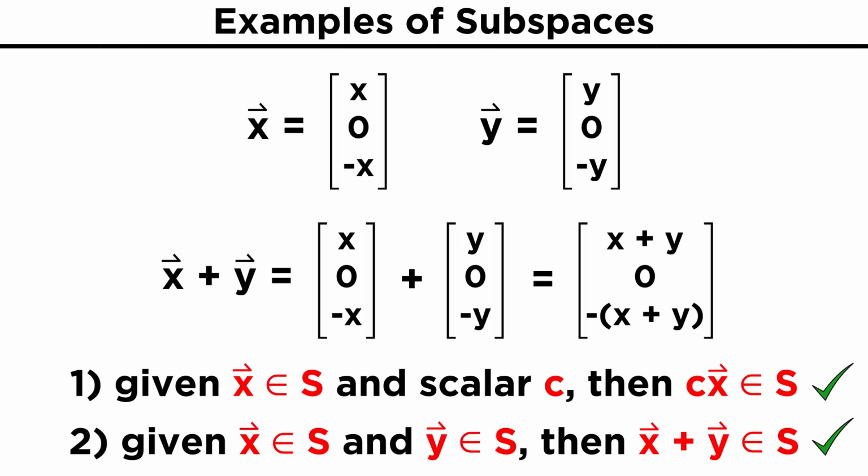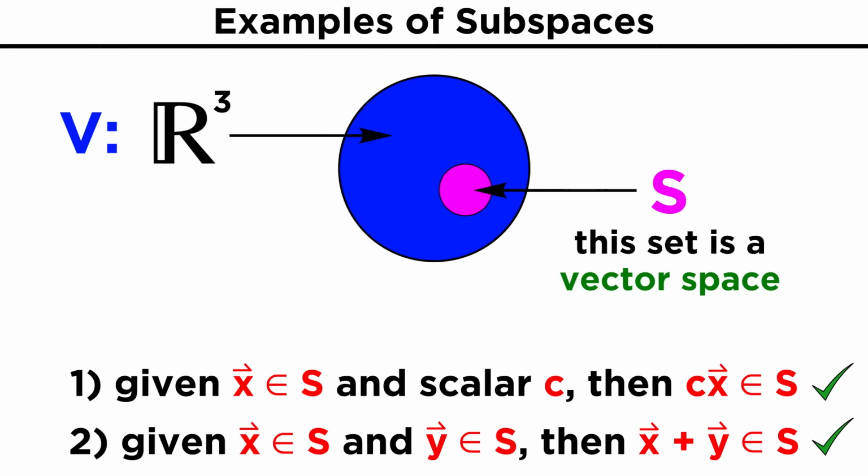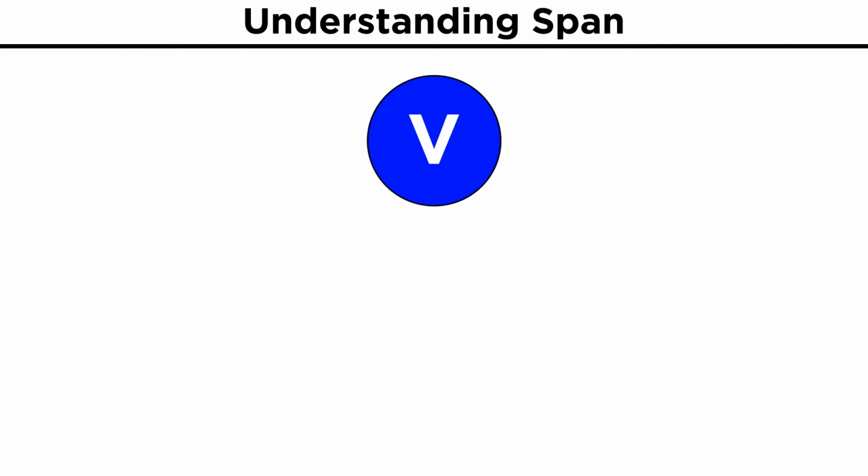We have verified that S is closed, making it a vector space, and because it was contained within the larger vector space V, this makes S a subspace of V. Before going further, it's important to introduce a few more concepts.